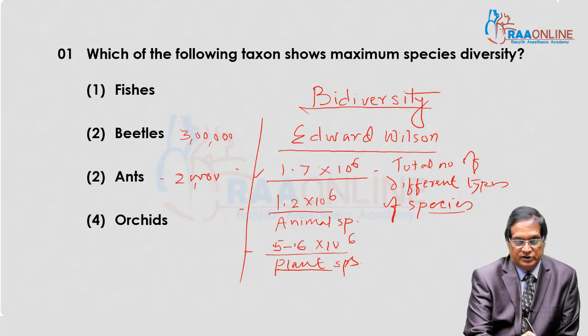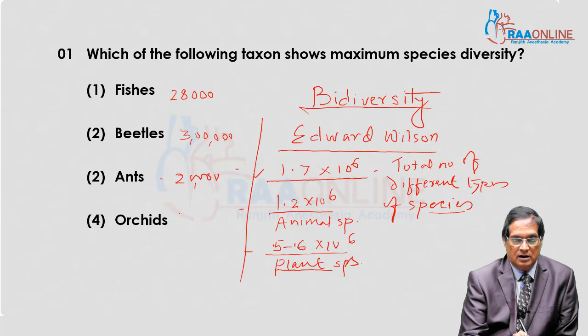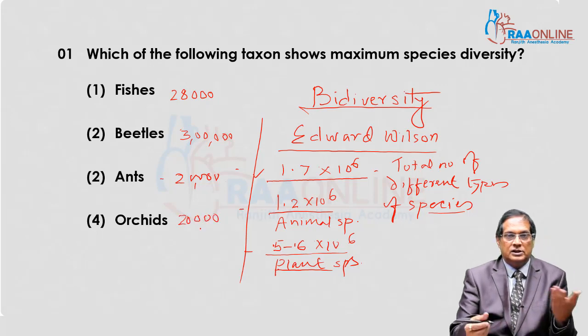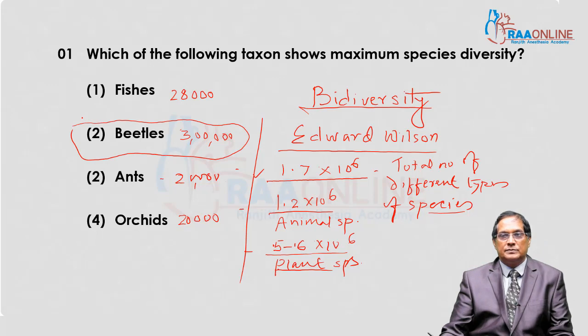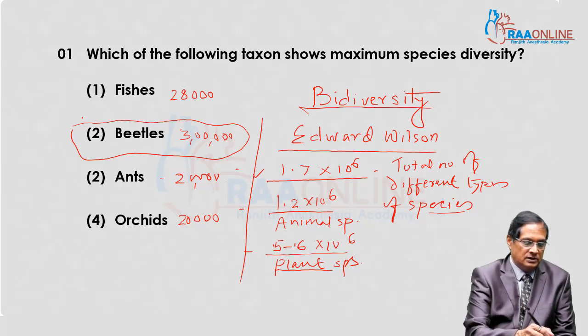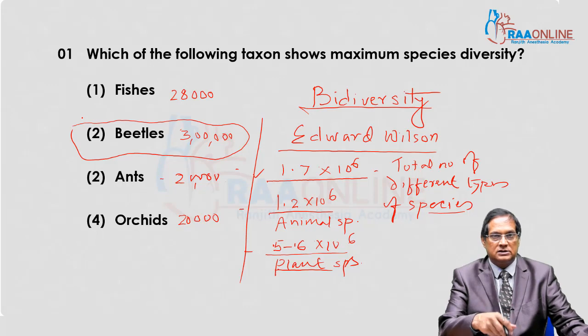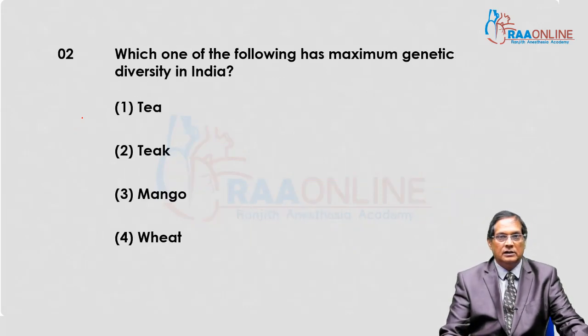And fishes, 28,000 different types of species. And what about the orchids? 20,000. See, the answer is now quite clear, that is beetles have maximum species diversity, approximately 3 lakh different types of beetles. So question number 1, answer is 2, and others are also given here.